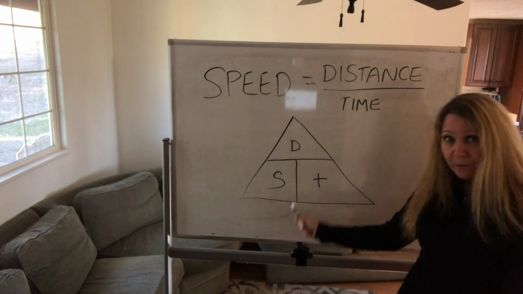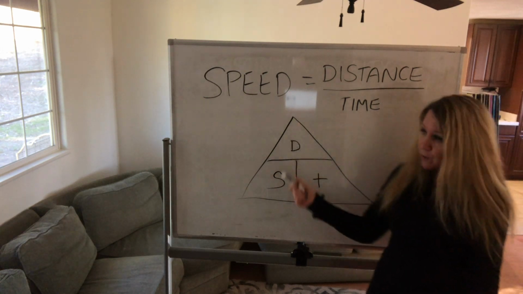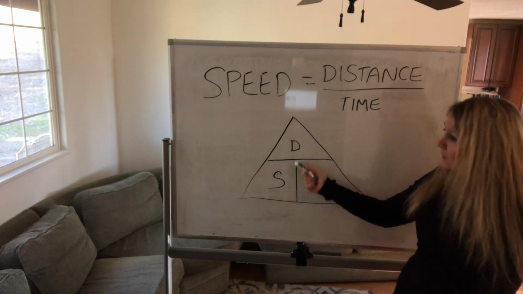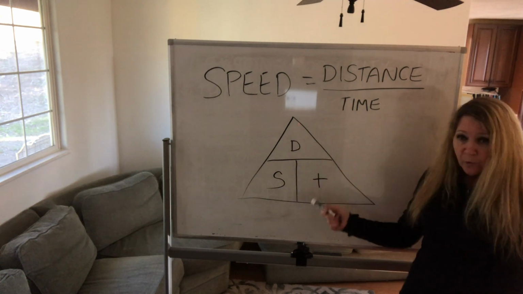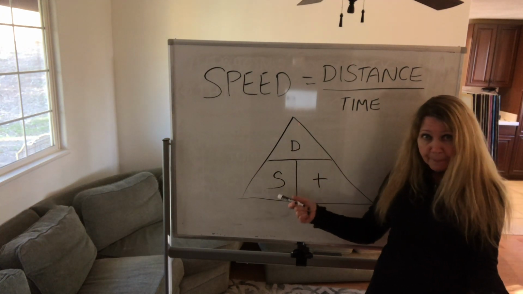The speed triangle looks like this. So I want you to draw this out in your notebook. In your visual journal, you're going to draw this. Speed, distance, time. So how do we use this triangle?